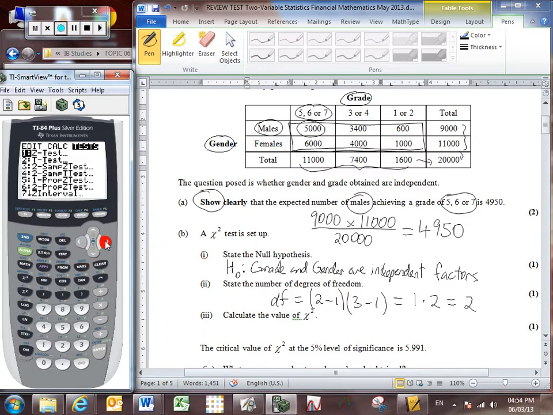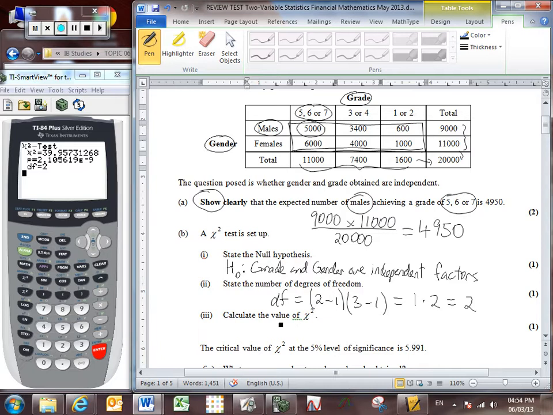Tests. And let's go to the chi-squared test, option C. And we're going to do a chi-squared test where our observed matrix is indeed the one we entered as matrix A. The expected will be output into matrix B. I could look at it if I wanted to. Let's calculate it. And we discover that the value of chi-squared is 39.957.